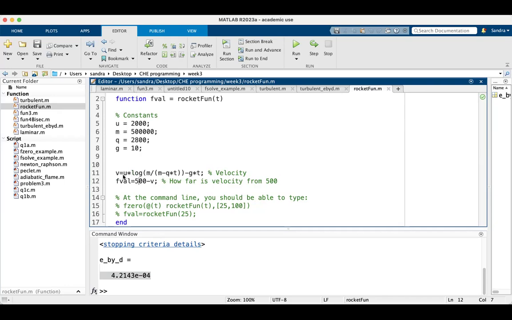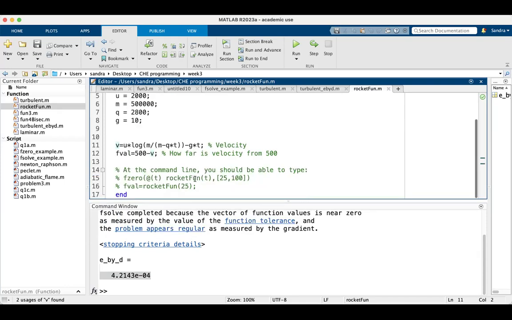So v is equal to 500. This is another way to do it. We know v is equal to 500, so you can equate it like this to 0. If you take 500 minus v, what will this equation look like? This will become 500 minus this equation. So when we try to solve this equation, we'll get the time that corresponds to the velocity equal to 500. Basically, this is the function that we are trying to solve for.